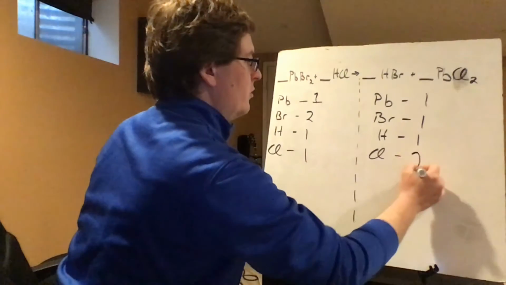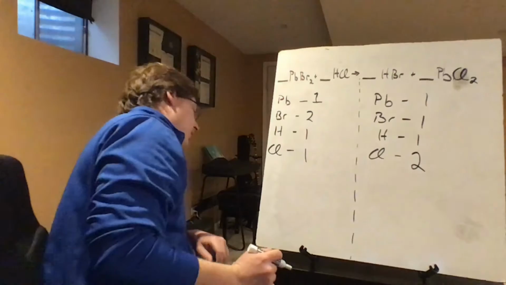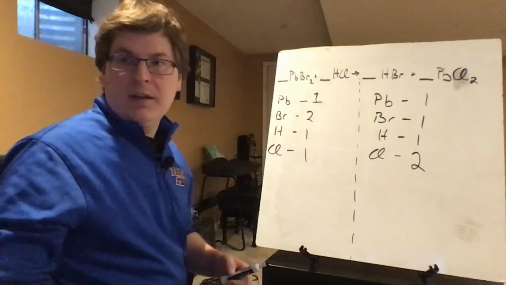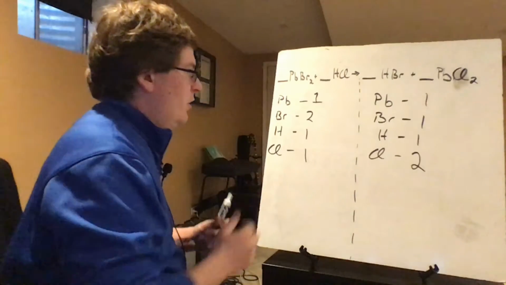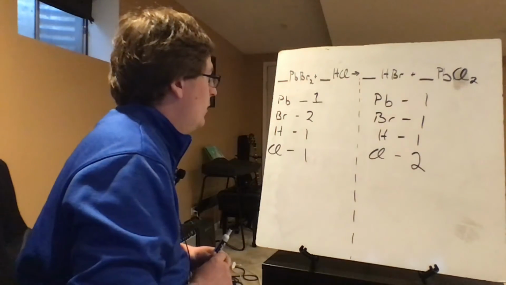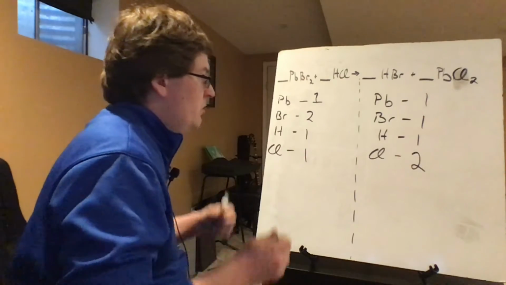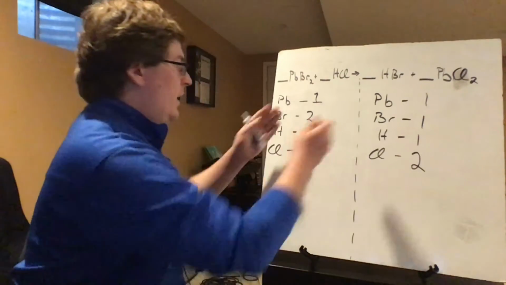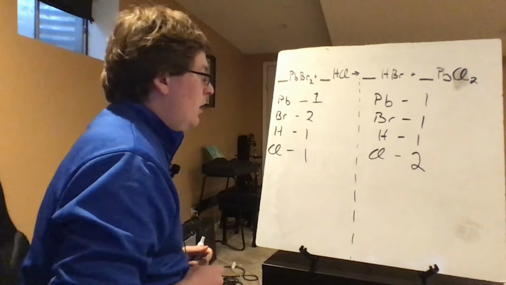So lead to start out with, we've got 1, bromine 2, hydrogen 1, chlorine 1; lead 1, bromine 1, hydrogen 1, chlorine 2. All right, so there's going to be a lot of back and forth in this, and I'm going to need my eraser ready to go, because as we adjust one thing, we might end up throwing off another. But we're going to start with lead, the metal, which is balanced to begin with. So lead right now is great.